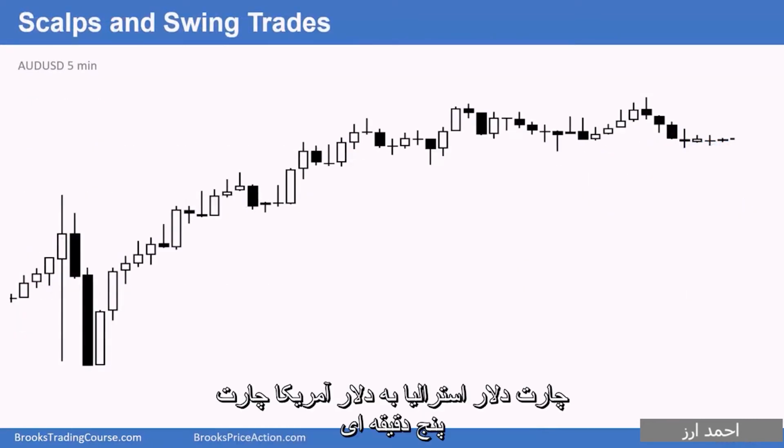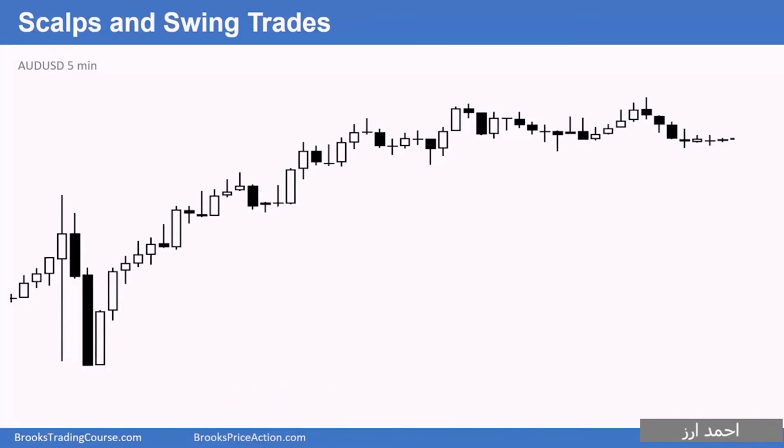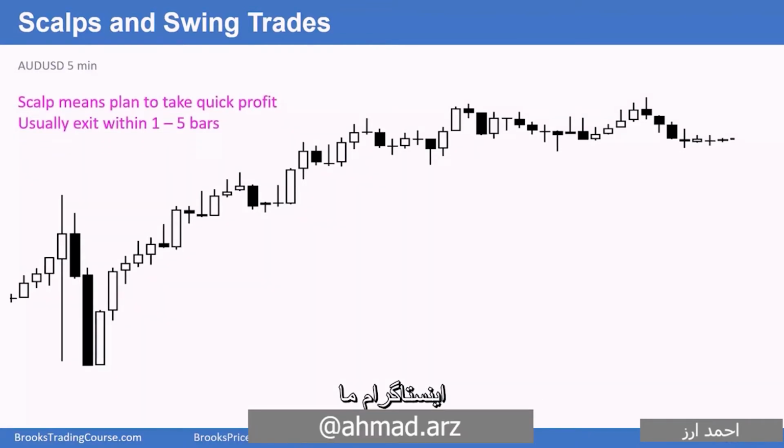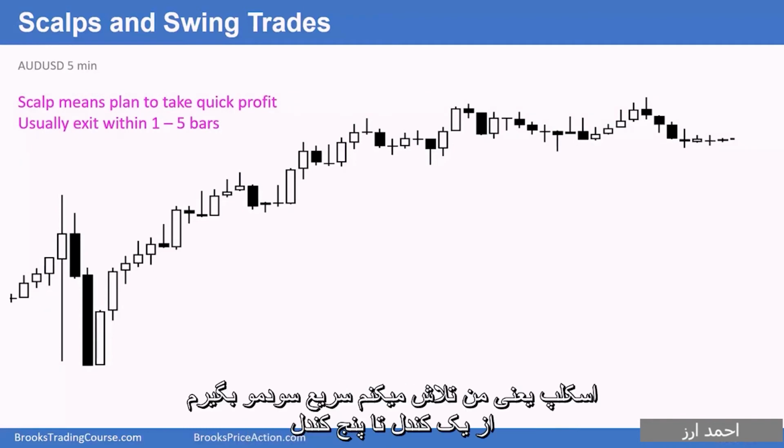Here's the Australian dollar versus the US dollar, a 5-minute chart, Forex chart. I distinguish trades into swing trades and scalps. A scalp means that I'm trying to take a quick profit. I usually exit within 5 bars, and sometimes just 1 bar.